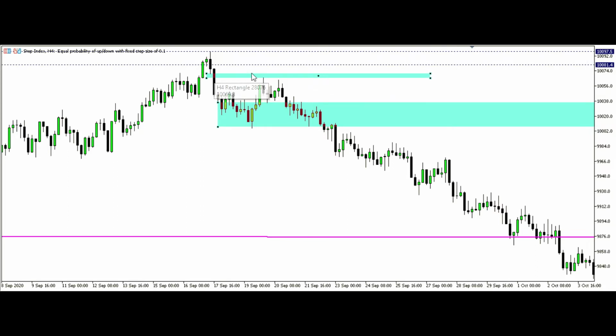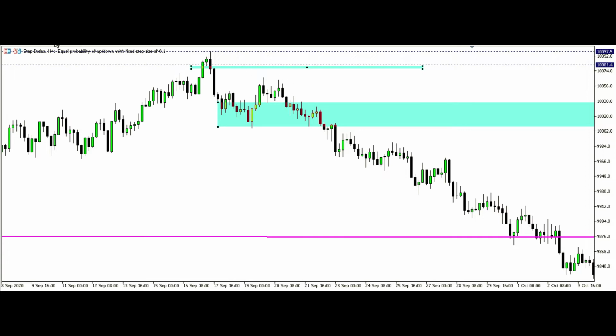But if you consider this as your point of entry, now you should take note that this particular area up here also has some small imbalance between it and the previous candle. So necessarily you should expect price to also go and close in on the small imbalance in that candle, and also this small imbalance here.